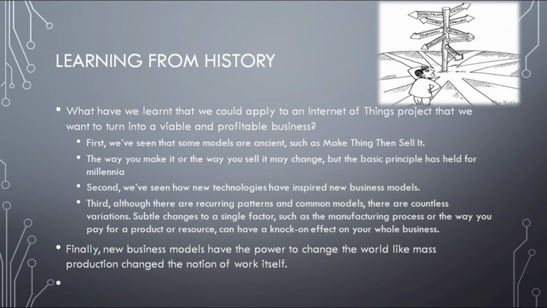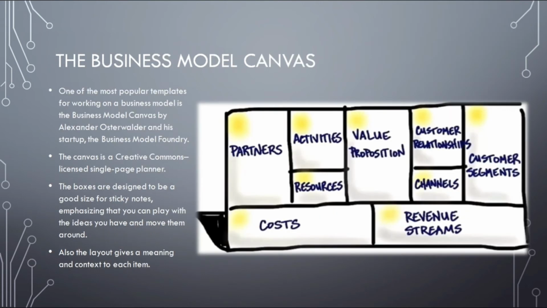The next thing that we are going to discuss is the business model canvas. The slide shows one of the most popular templates for working on business models. This canvas is a Creative Commons licensed single page planner. This canvas has 9 different boxes, which is actually a checklist of different elements of business models. Also, the layout gives a meaning and context to each of the elements.